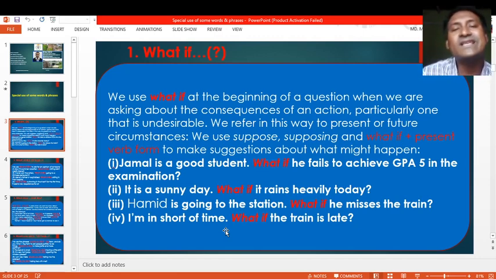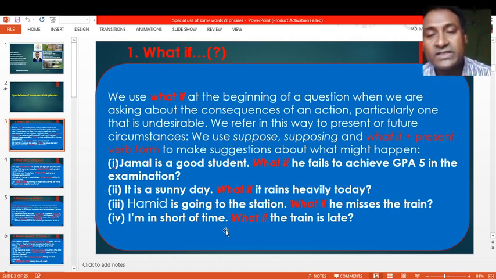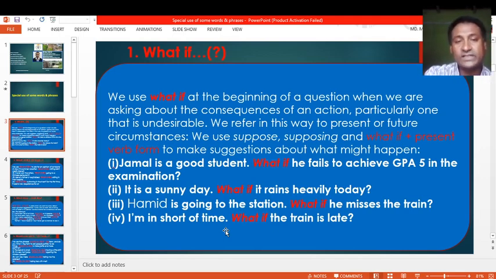Another example, it's a sunny day. What if it rains heavily today? So here in this sentence, someone is presuming what will happen if, on a very clear and good day, it rains heavily. Hamid is going to the station. What if he misses the train? I am short of time. What if the train is late? So these are the examples for what if. I hope that you will understand the use of what if in sentences.